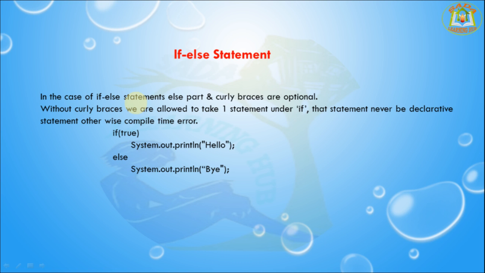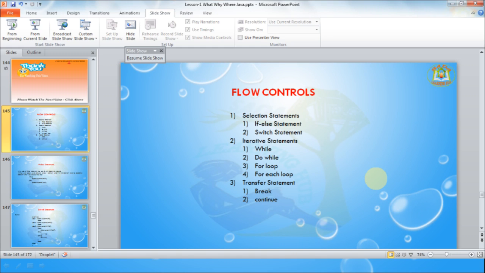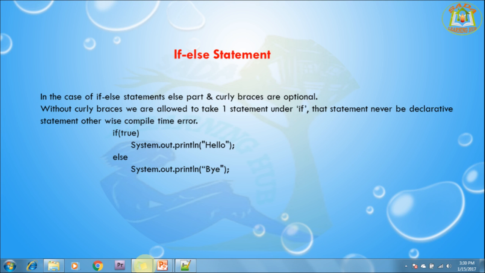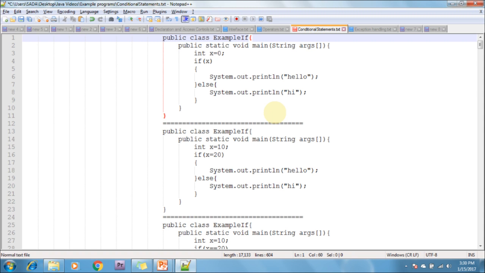In an if else statement, the else part and curly braces are optional. Without curly braces, we are allowed to take only one statement under if, and that statement can never be a declarative statement, otherwise we get a compile time error. Now I'm showing you some examples. The argument to the if statement should be boolean; if we provide any other type, we get a compile time error.